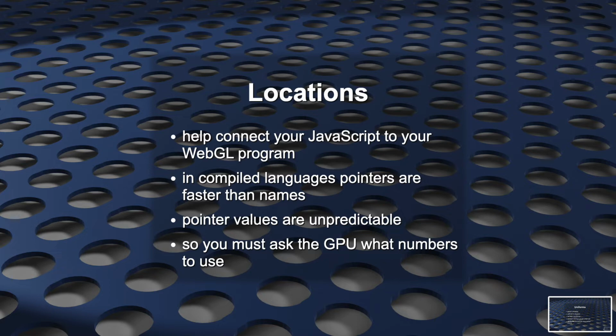So if names are out and numbers are unpredictable, what do you do? Well, you ask the program. You ask, hey, GPU, where did you put u_foo in this program? And the answer back is something like, it's the third uniform. That's what getUniformLocation and getAttribLocation is all about.